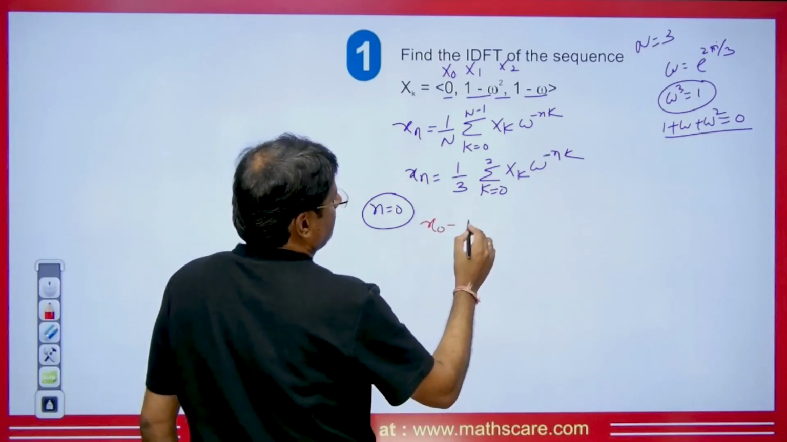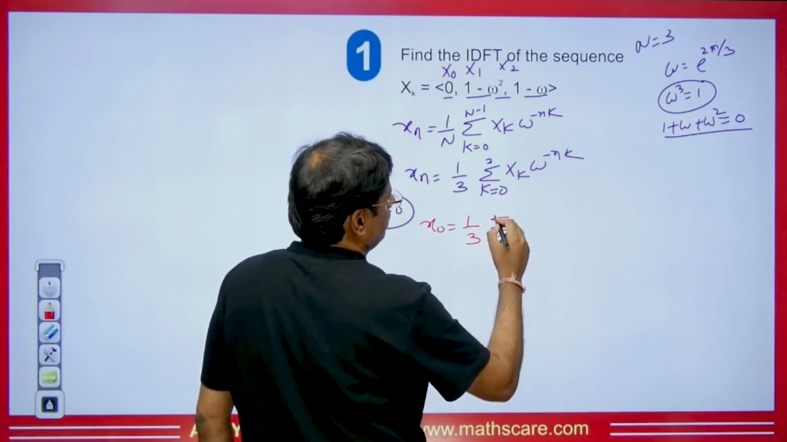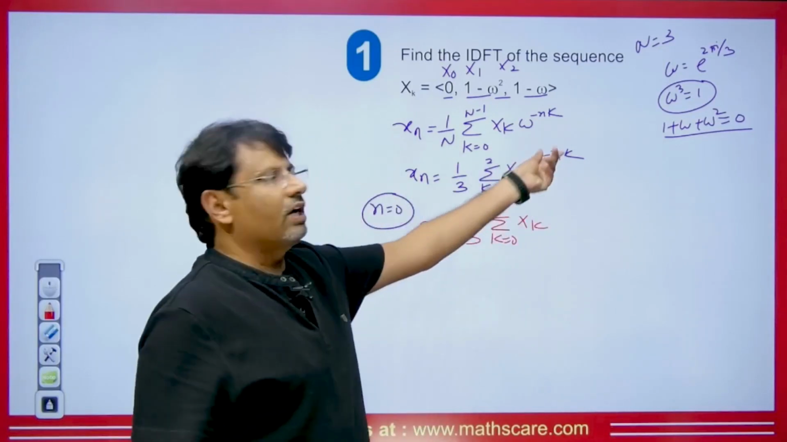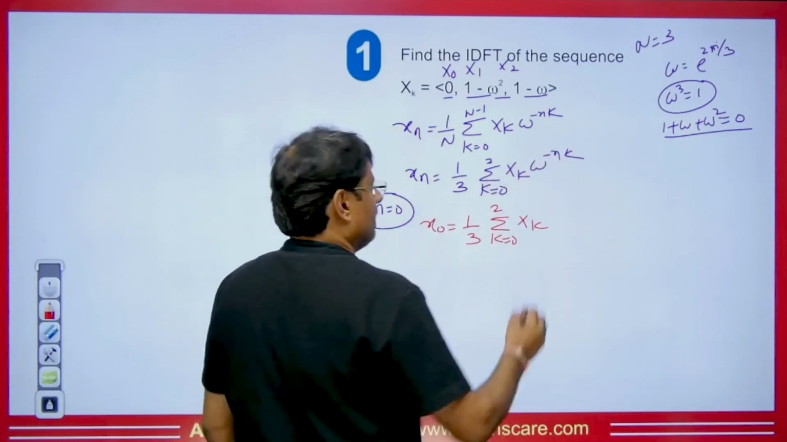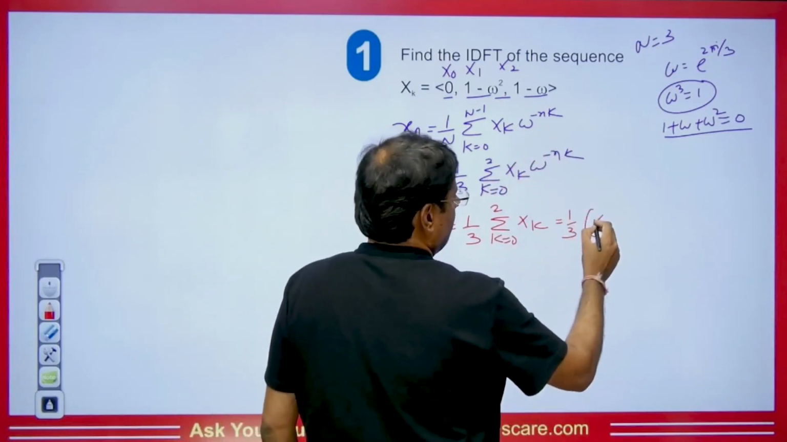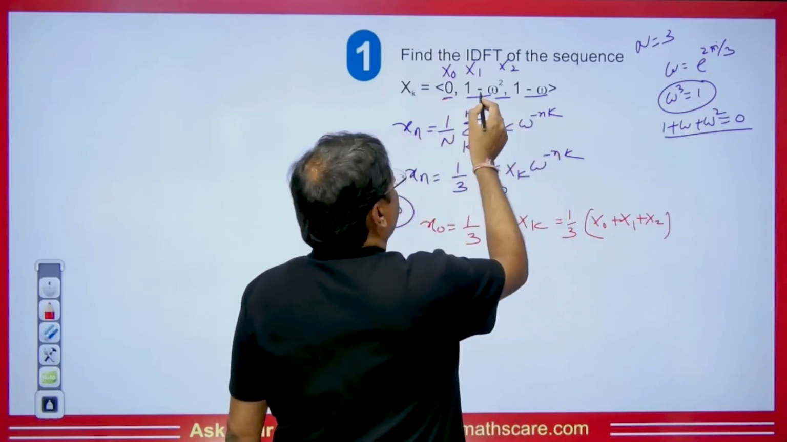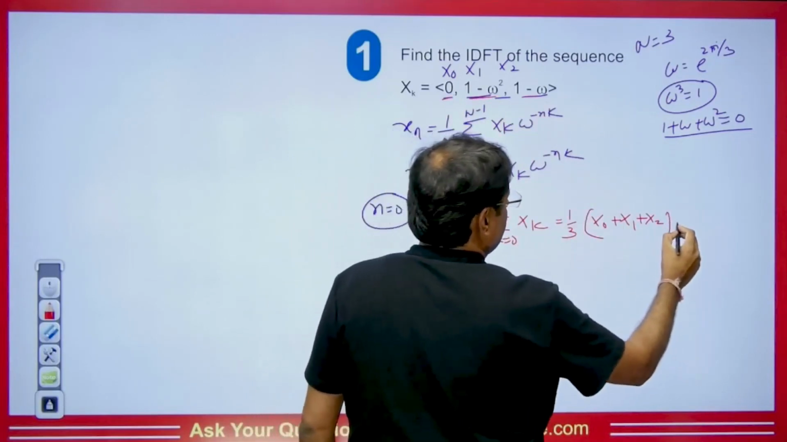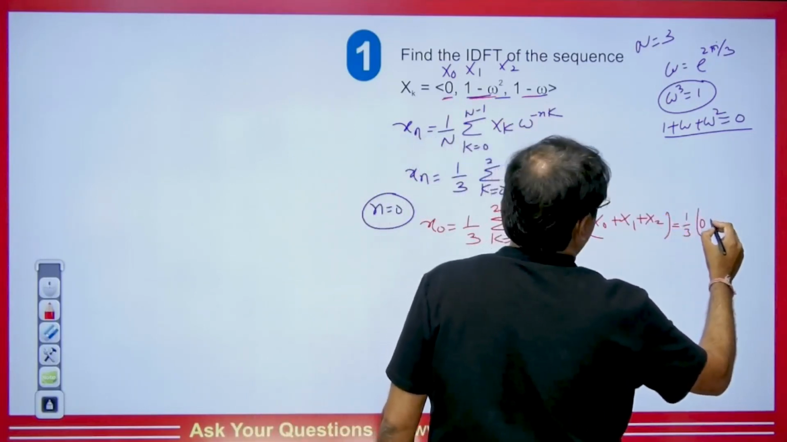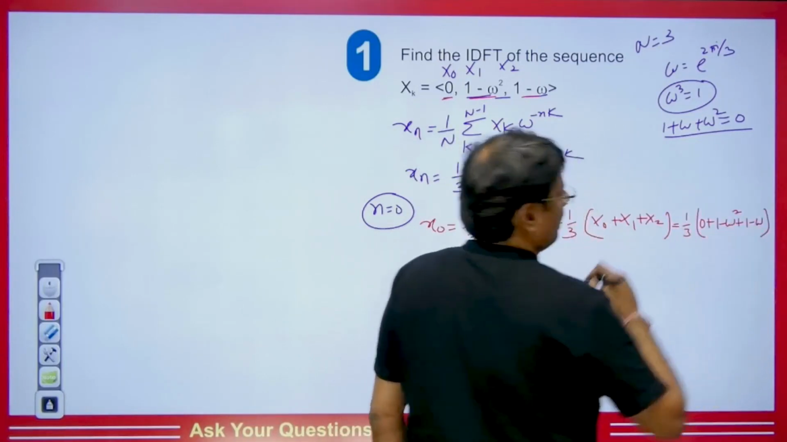When we put 0 in place of n, we will get x0 is equal to 1 upon 3, and then summation k is equal to 0 to 2, Xk, and we put 0 in place of n, so omega raised to the power 0 will be 1, right? Now we will expand this. We will put 0 in place of k. Here it will be 1 by 3 of X0, X1 and X2. We will put these values of X0, X1 and X2 here. So we will get 1 upon 3 here, and the value of X0 is 0. And here it will be plus 1 minus omega square plus 1 minus omega. Clear? So this is what we are getting here as its value.